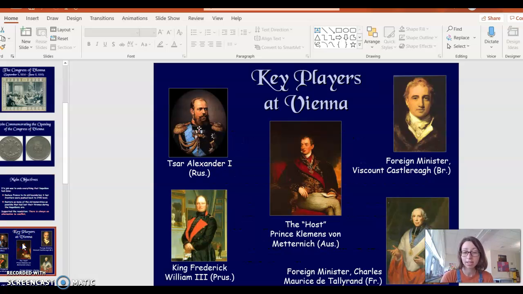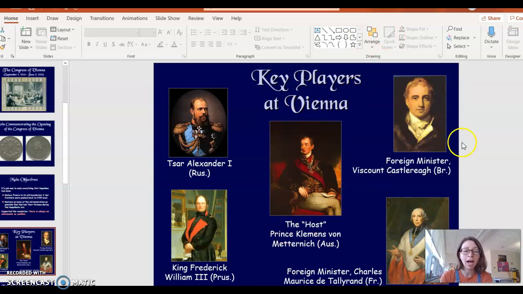So the key players in this are Tsar Alexander I of Russia, King Frederick William III of Prussia, Foreign Minister Viscount Castlereagh of Great Britain, and Foreign Minister Charles Maurice de Talleyrand of France. The host himself was Prince Clemens von Metternich of Austria, and Vienna, just a reminder, is in Austria.